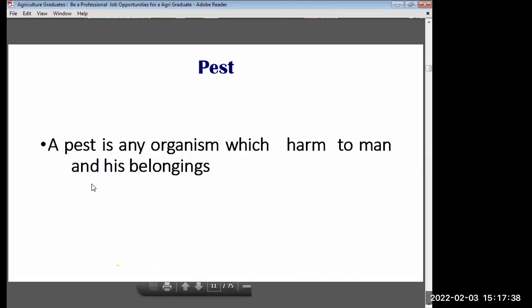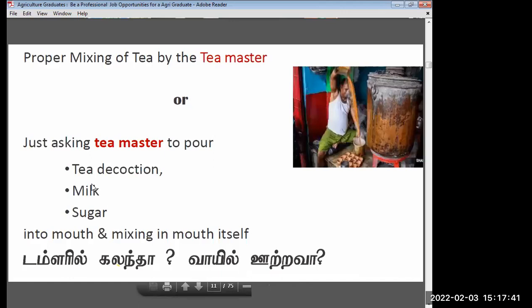Another thing is, you go to a tea shop and ask the tea master to give you a tea. He prepares the tea freshly and gives the hot tea in a cup. We blow air to make it less hot and we drink. This is the practice. We are not asking the master, I am opening my mouth, you please pour the cold milk and the sugar into my mouth, you please pour the tea decoction into my mouth, I will gargle and drink. It's not so.